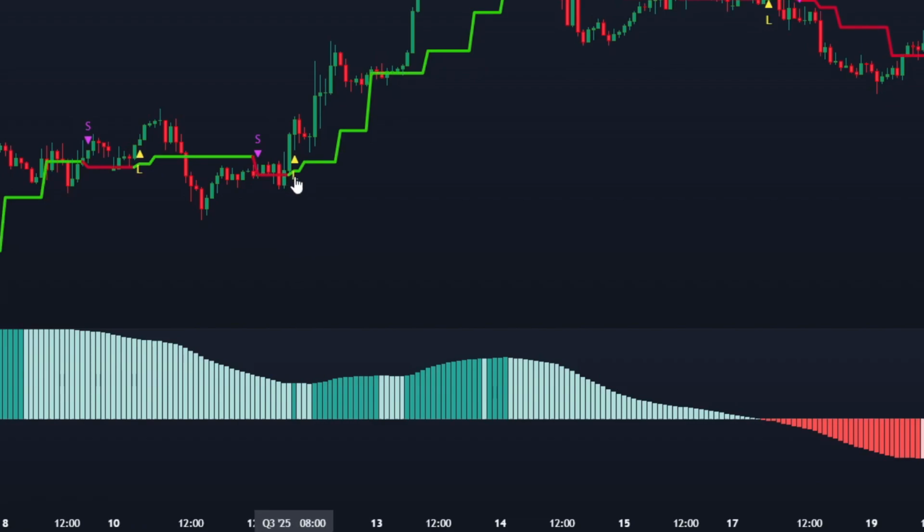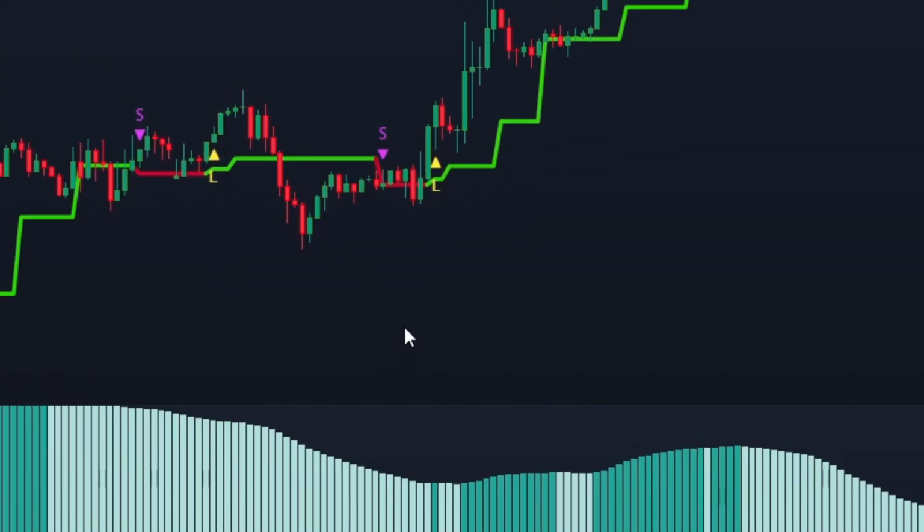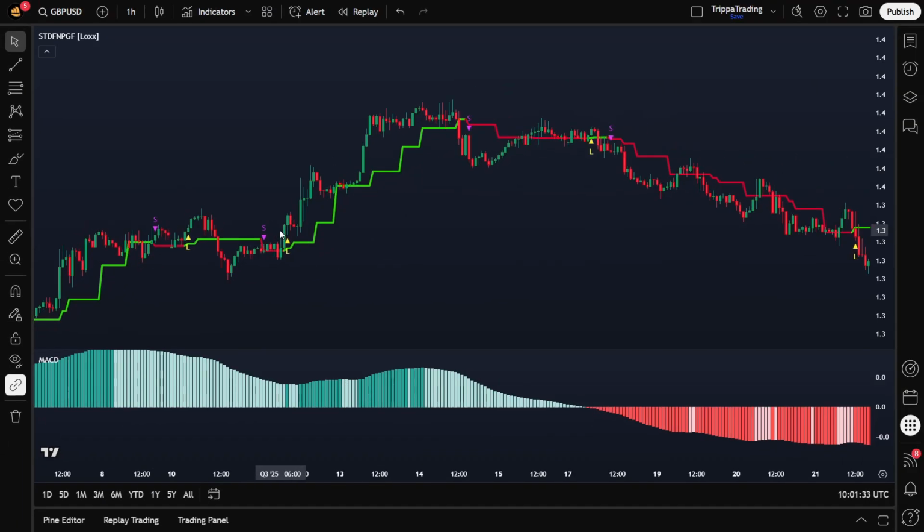For a buy trade, the rules are simple. We want a buy signal, which on this indicator is indicated by an L. At the same time, the MACD histogram must be dark green, not light green. Dark green means momentum is increasing. Light green means it's weakening, so if we have a buy signal on a light green MACD bar, we skip that signal. Once the candle closes and both conditions line up, we can enter a buy position at the next candle open. Stop loss goes under the recent swing low. Target is set at 1.5 risk to reward ratio.